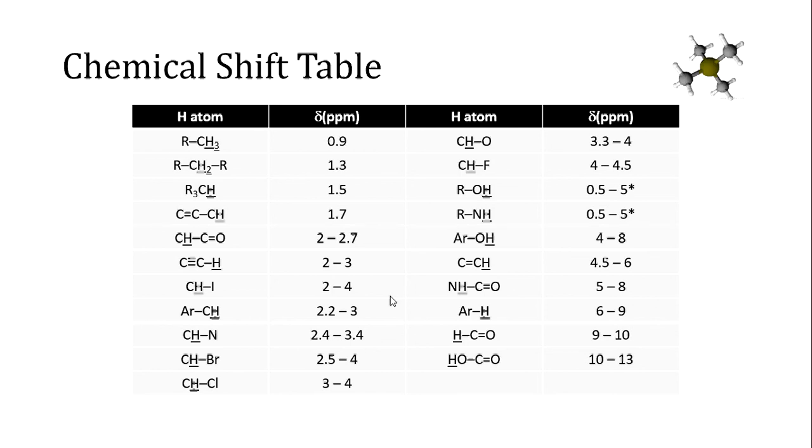For example, the range on the alcohol, the amine, the phenol, which is the ArOH, that's an alcohol attached to an aromatic ring. These are quite large because they're hydrogen bonding functional groups. The aromatic ring region is also quite large. It can range from 6 to 9 parts per million, but most of them are between 7 and 8. And it's nice that aldehydes are about the only thing that happen between 9 and 10, and carboxylic acids are about the only thing that happen between 10 and 13 parts per million.